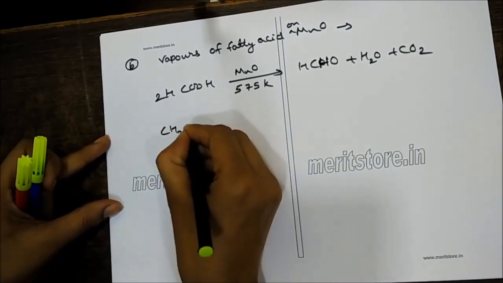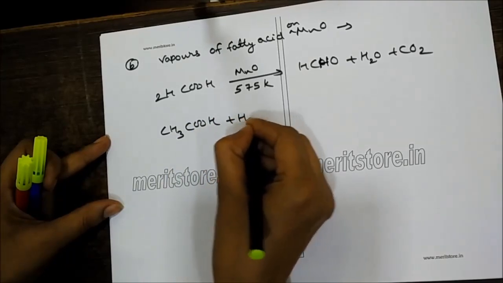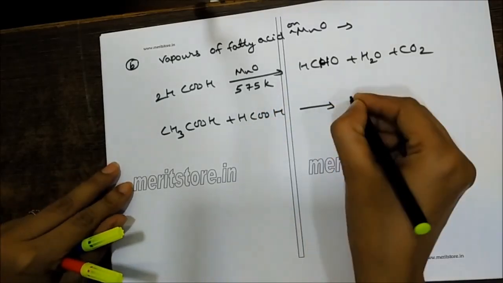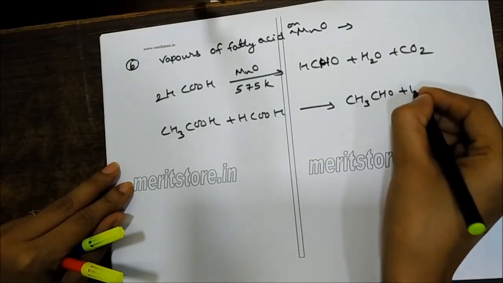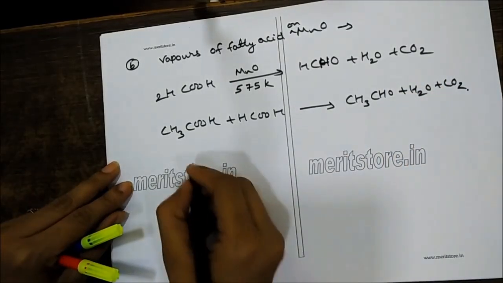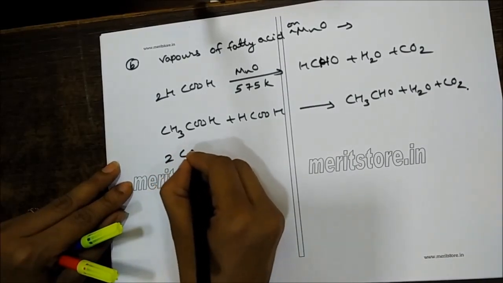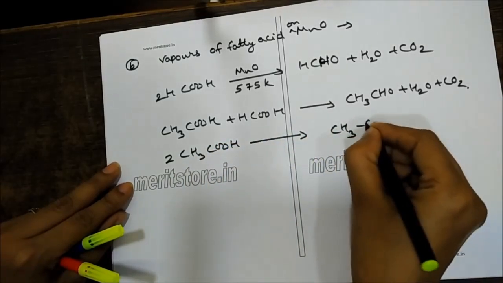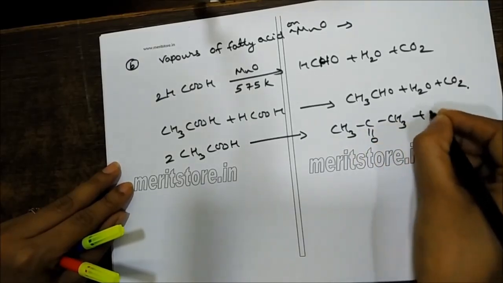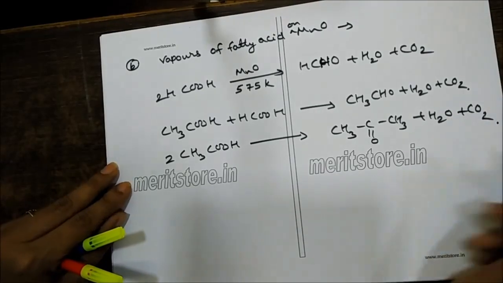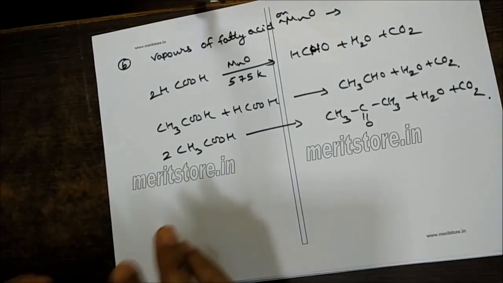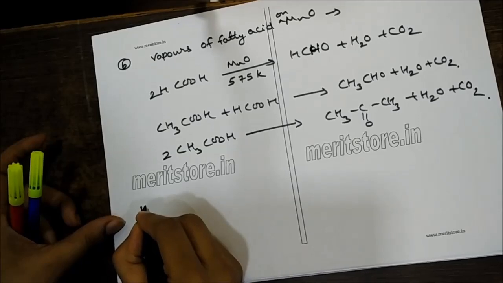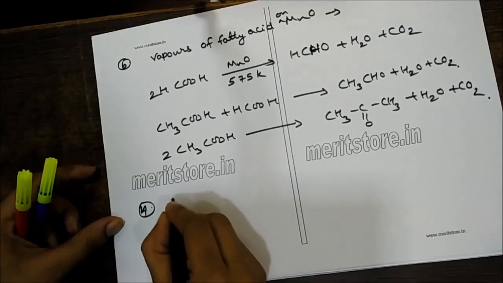If we take acetic acid and formic acid, it will give acetaldehyde, and if we take 2 molecules of acetic acid alone, this reaction will give acetone. These are the methods from fatty acids. Now the next method is from alkynes.